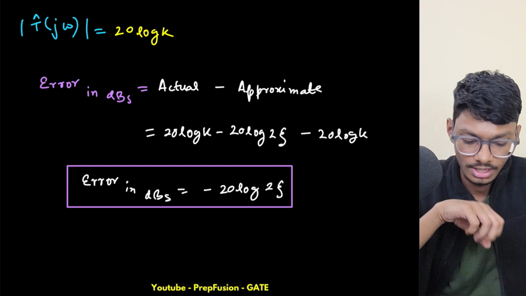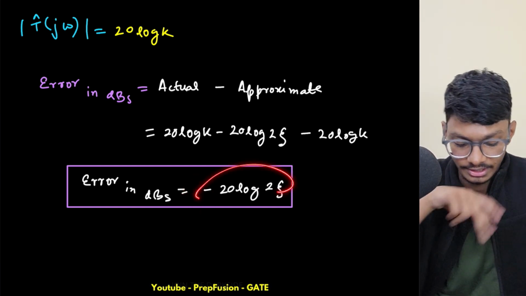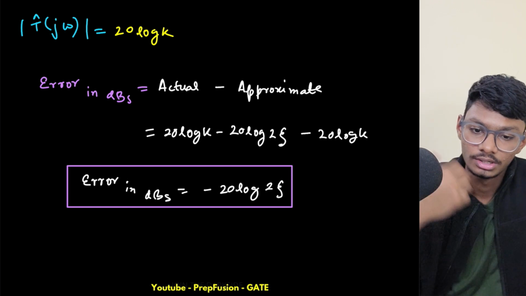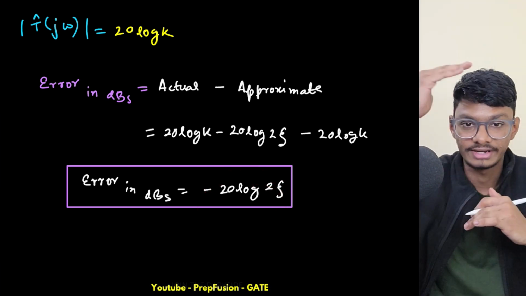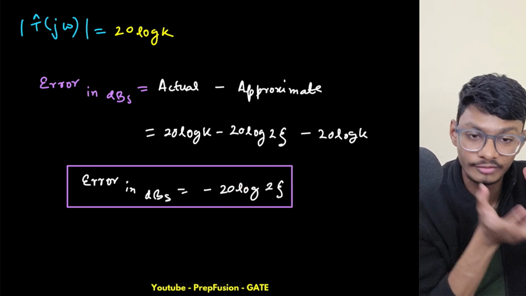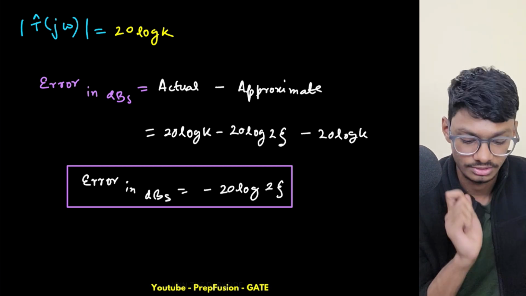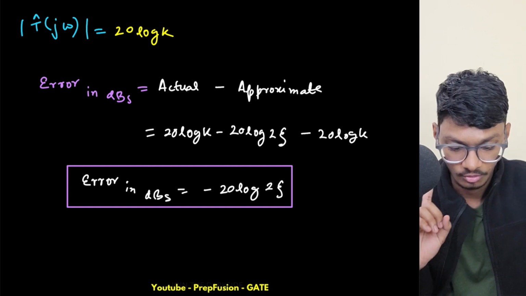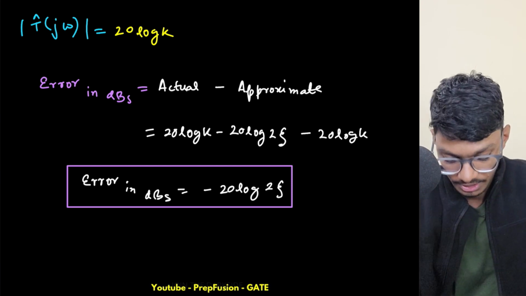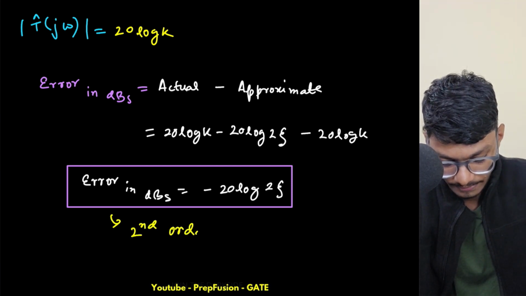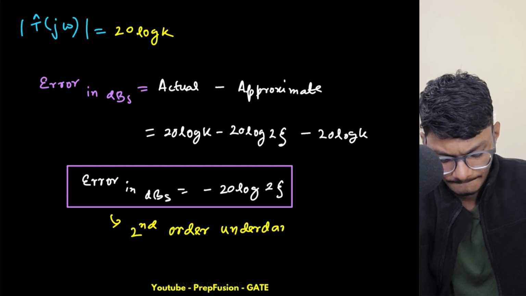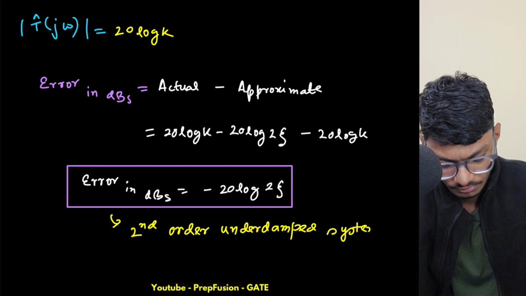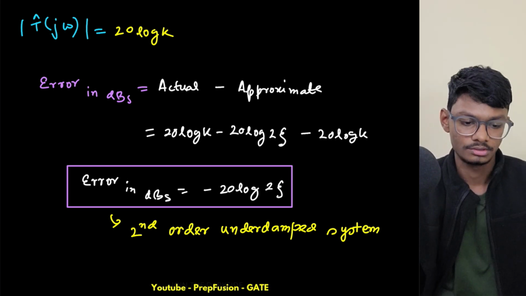this one becomes 0.2, and log of something less than 1 is negative, and the negative sign will come up here, and it will be 20 times almost 0.7, and it will be very high. So yes, the error is varying, and it depends on zeta, obviously. Because we are neglecting the information of zeta, the error comes. That's why this error formula is only valid for a second order underdamped system. Okay, to remember this, second order underdamped system.